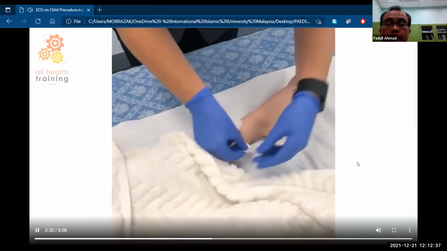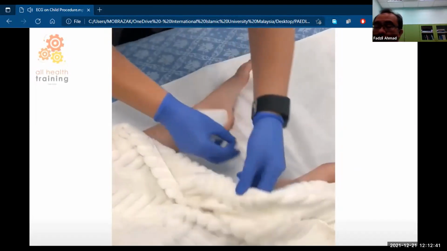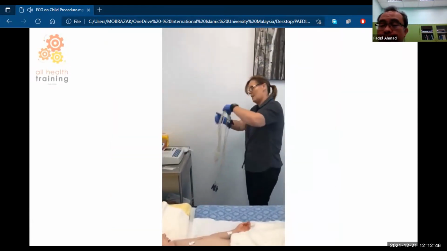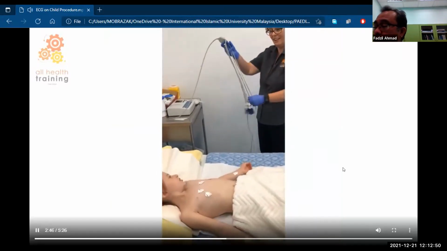And ankles facing up. It's a bit chilly in this room. In Malaysia sometimes even 6 or 7 years old can have it placed too, because the body size is small. But usually the standard is less than 5 years old.